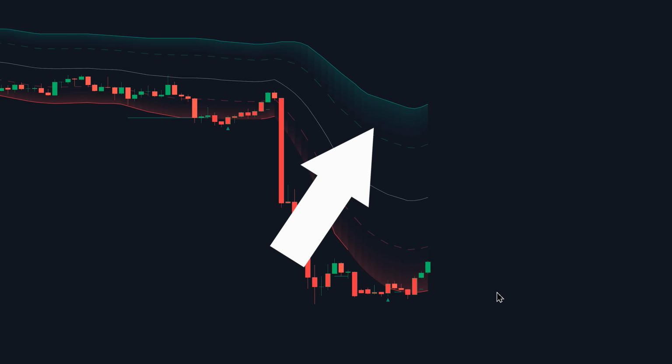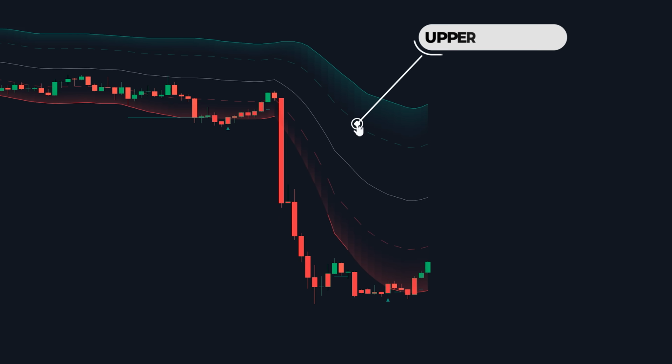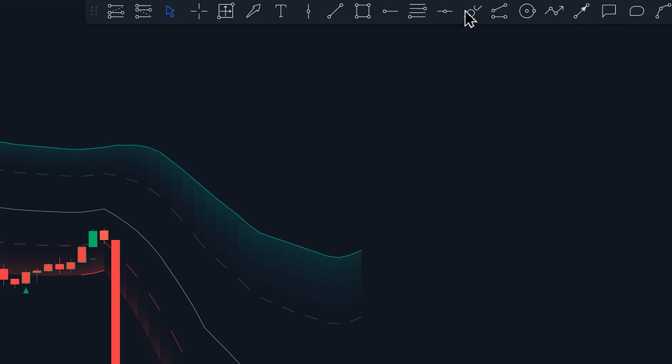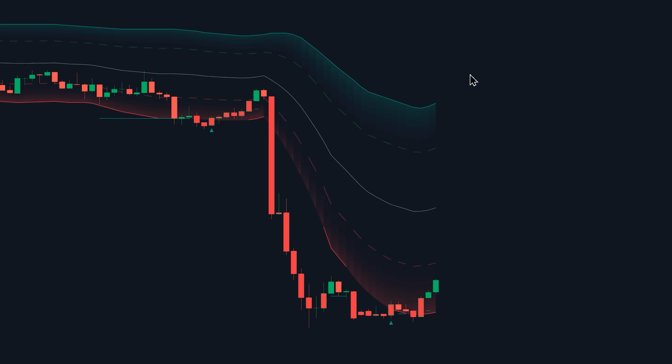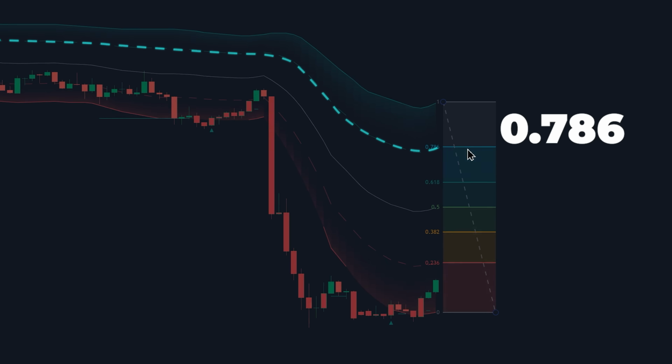Now, how about this green dotted line at the top? Well, this is called the upper inner band, and it's formed using the Fibonacci number 0.786, which can be seen on the Fibonacci tool. What I mean by this is this. If we take a Fib retracement tool, and then you basically want to click on the upper extreme band, and then drag it all the way down to the lower extreme band, well, you can see that the upper inner band, this line, is located exactly at the 0.786 Fib retracement level.